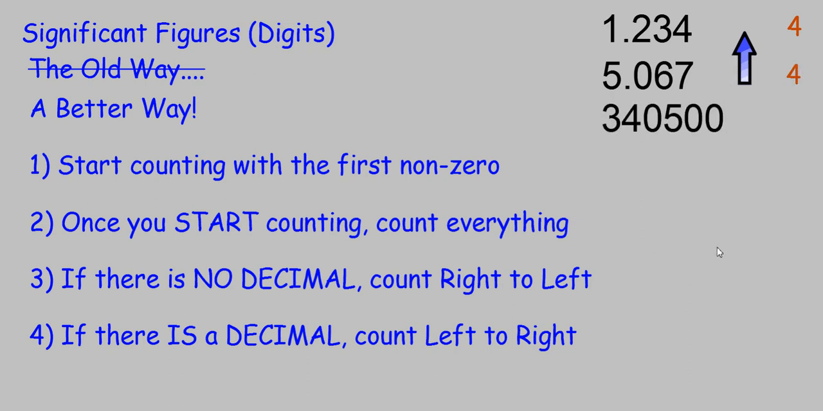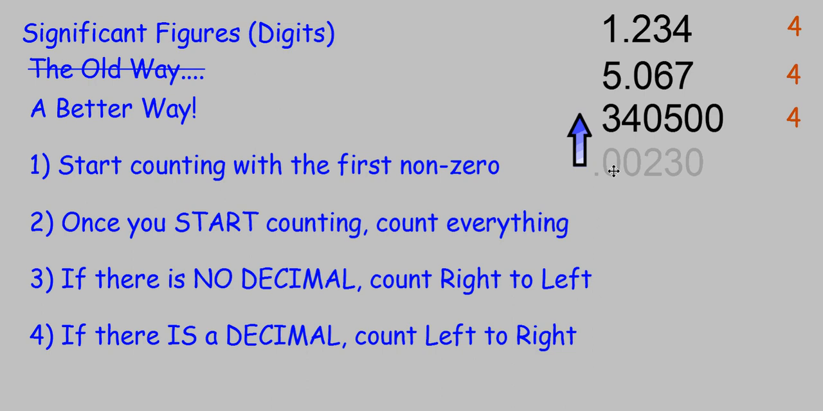All right, let's mix it up a little bit. On this problem, we do not have a decimal point, so we're going to go from right to left. And in going from right to left, we do not start with the zero, we start with the first non-zero. So as I move across, this 5 will be the very first number that I include. So it'll be 1, 2, 3, 4. So once we start counting, we count everything from then on.